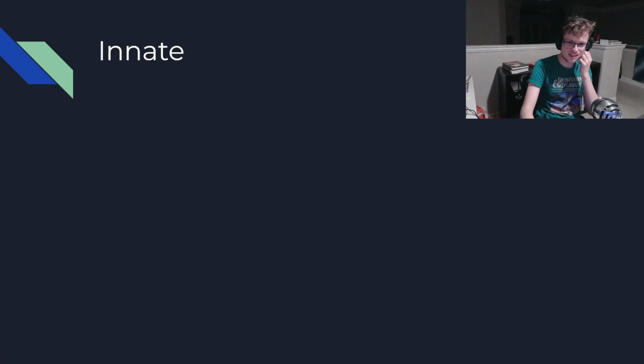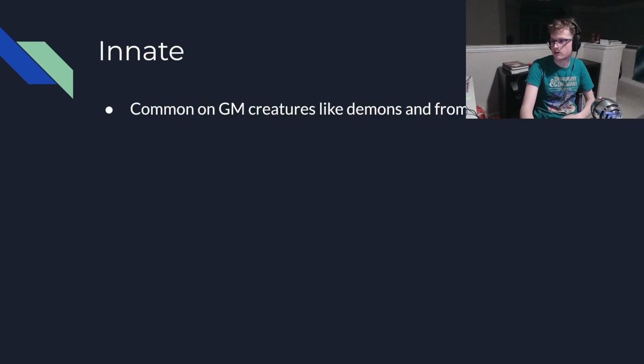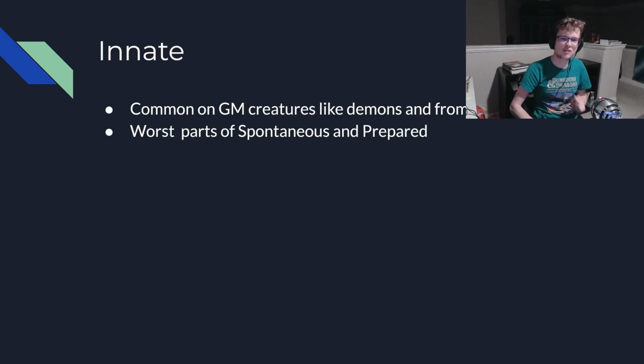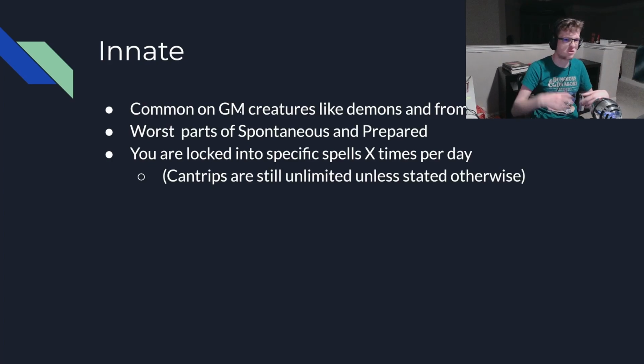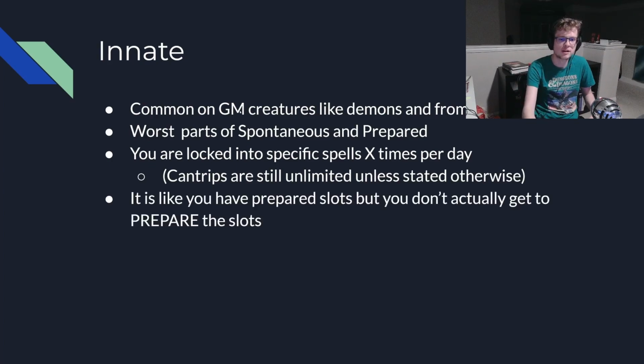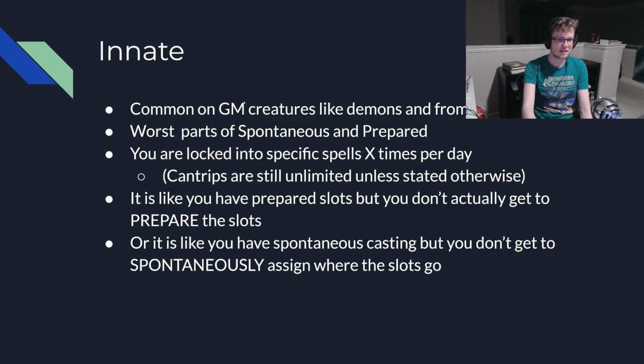Innate. This is something that you more see from ancestry feats and GM creatures like demons. And it's the worst parts of spontaneous and the worst parts of prepared. You just put the worst parts together, and that's what you get from innate spells. You are locked into specific spells X times per day, so it's like you have filled prepared slots, but you don't get to pick what's in them like your spontaneous. Cantrips are still unlimited unless you have an explicit thing saying otherwise, so they're mostly unlimited. It's like you have prepared slots, but you don't prepare the slots. Basically, the innate will just say, you can cast this once per day. There's nothing you can do about it.